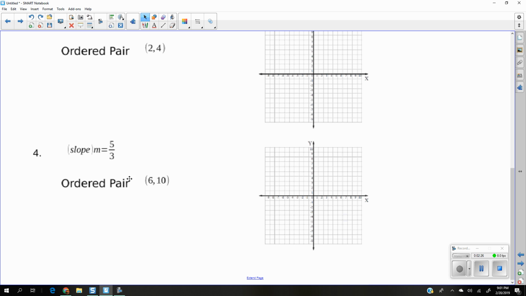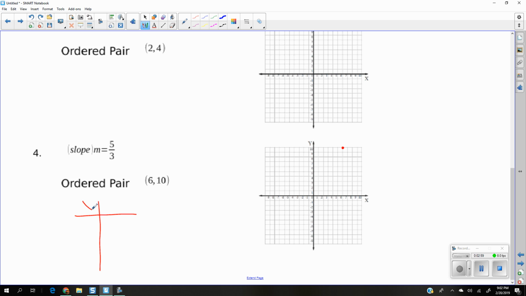All right? And number 4 is a little bit different because, and I'll do this one with you, and you should be doing along with me, because when we look at the ordered pair 6, 10, we go across to 6, and then up to 10, it's right there. Well, we can't go across to 6 and up to 10 anymore because there's no more graph. So this is where we can actually create a table.